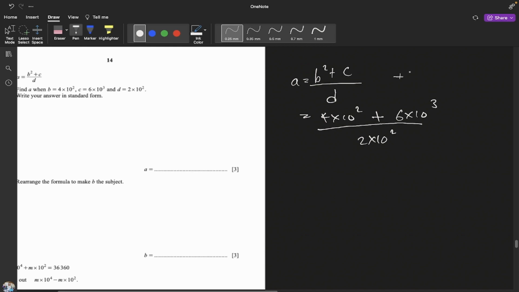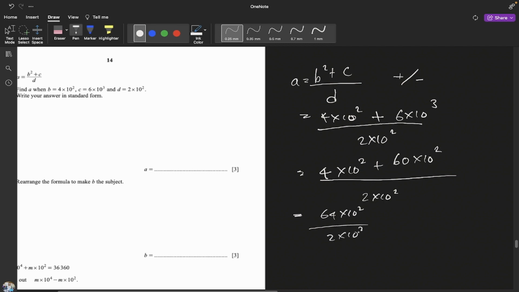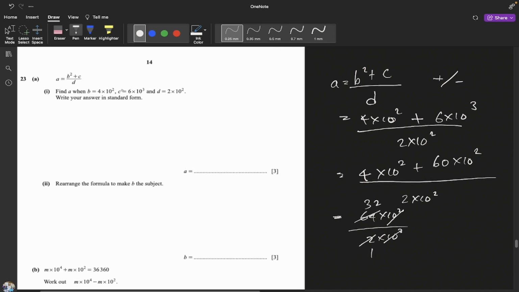You can't add or subtract different powers. So you have to convert both of them into a single power. 4 into 10 to the power of 2 plus, I can make this as 60 into 10 to the power of 2, divided by 2 into 10 to the power of 2. Okay, now 64 into 10 to the power of 2 divided by 2 into 10 to the power of 2. This 10 to the power of 2, 10 to the power of 2 common, we can cut. 64 divided by 2 is 32. The answer is 32, but if you put 32, the answer is wrong. You need to write it in standard form. It is 3.2 times 10 to the power of 1.